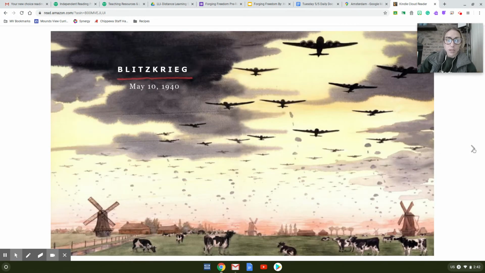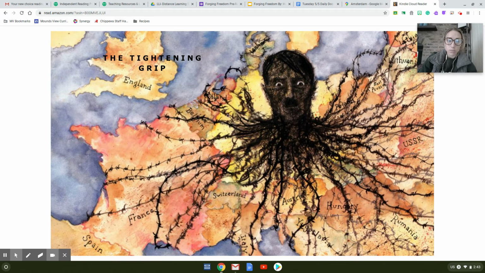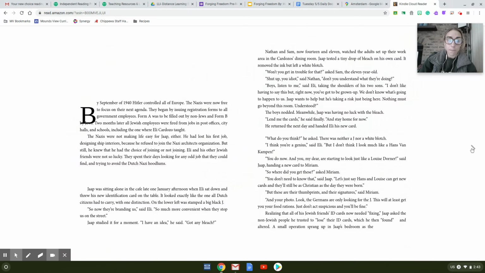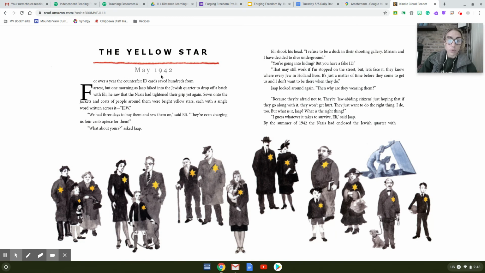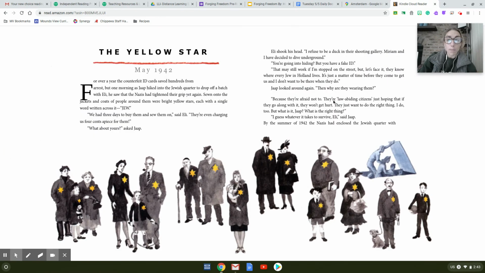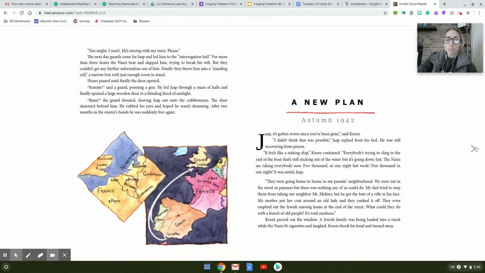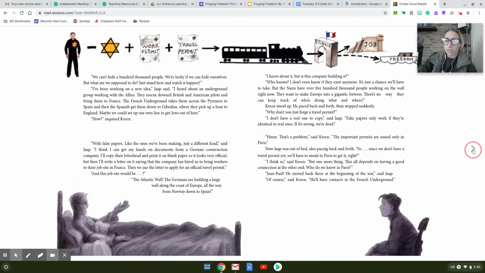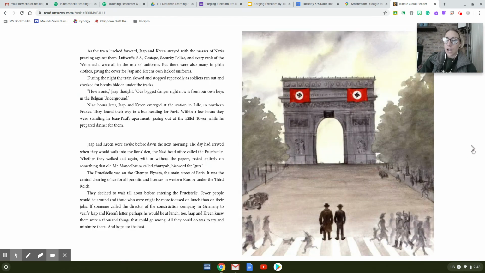Okay, next one, Blitzkrieg, May 10th, 1940. Okay, so we go from 1930, 1933, now we're at 1940. Okay, more pictures. Oh, that kind of shows the map I just showed you. 1942, August. So now we have August 1942. Before that, we're in May. Okay, so it seems to be going in order of time. If I'm looking, okay, then autumn or fall of 1942. Okay, so it's going in order of time.